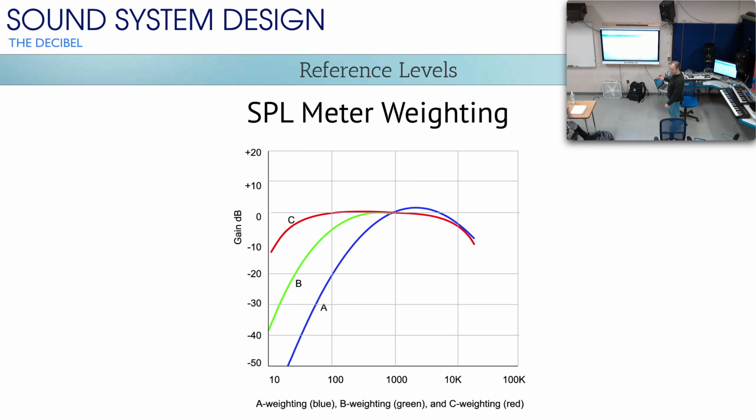But a better written noise ordinance would be something like, you will be found in violation of the noise ordinance if the noise that you are making registers more than 70 dB SPL A weighted at the location of the person complaining.